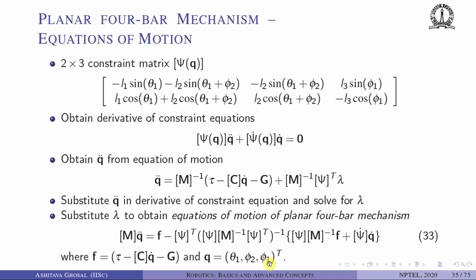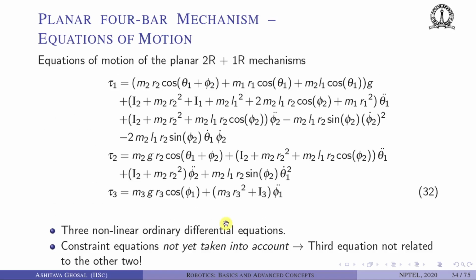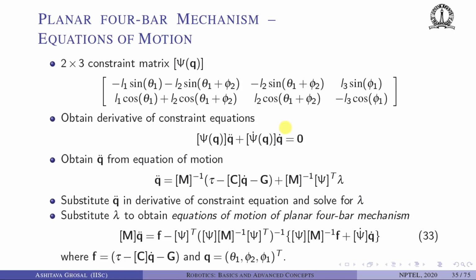So what happens to these equations of motion? Basically, tau 2 and tau 3 will be 0. So we have one equation, which is tau 1, which is the given input torque. And this will be 0 is equal to this, and tau 2 will be 0 is equal to this. So these are three differential equations. After eliminating lambda, the Lagrange multiplier, we'll have three coupled differential equations of the form M q double dot is this. And in this F, only tau 1 is non-zero. Tau 2 and tau 3 are 0.